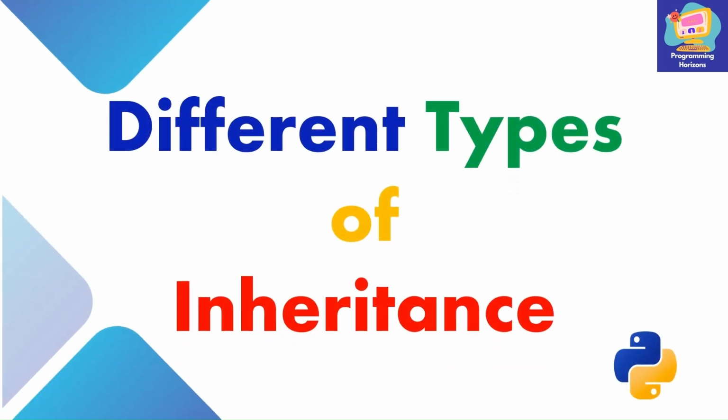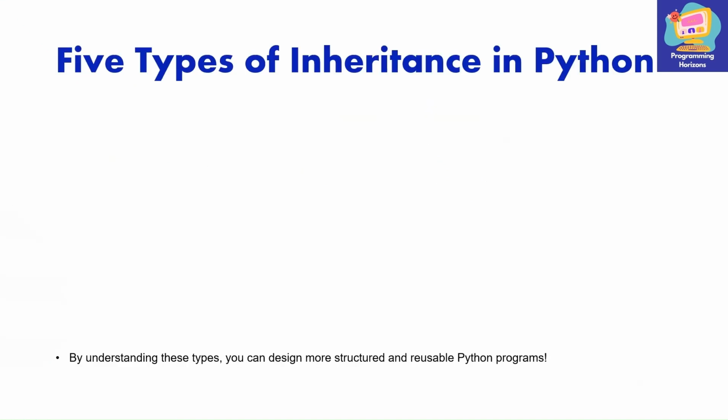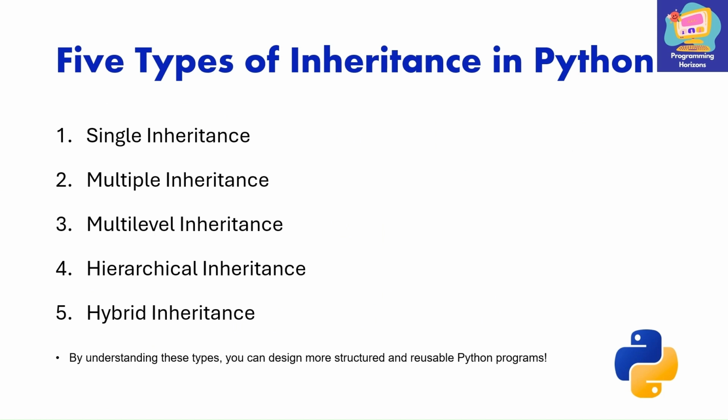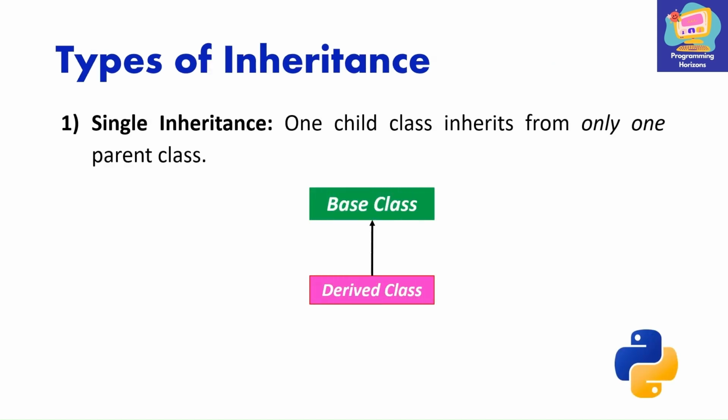Okay guys, let's move on to discuss different types of inheritance in Python. Python supports 5 types of inheritance. By understanding these types, you can design more structured and reusable Python programs. The first type of inheritance is single inheritance, where one child class inherits from only one parent class, as we have just seen in our example.